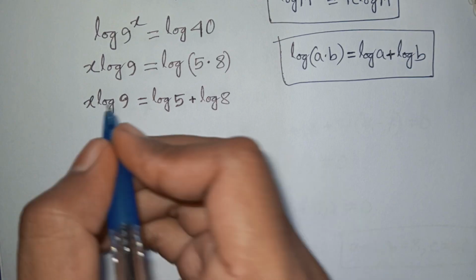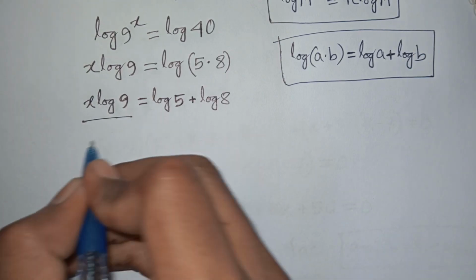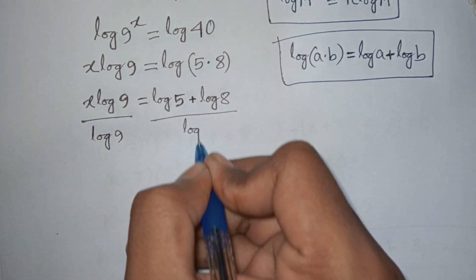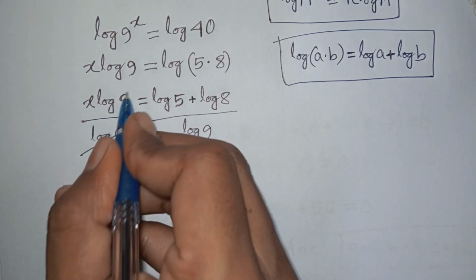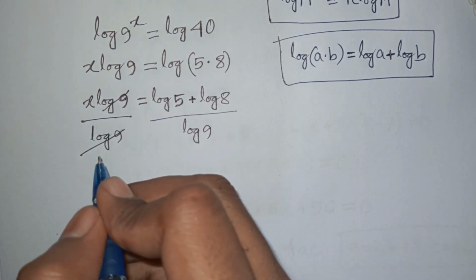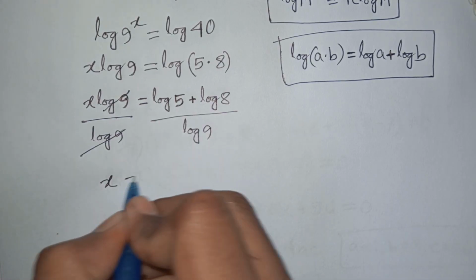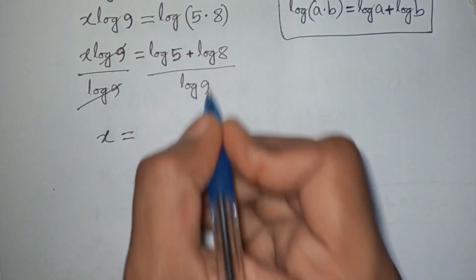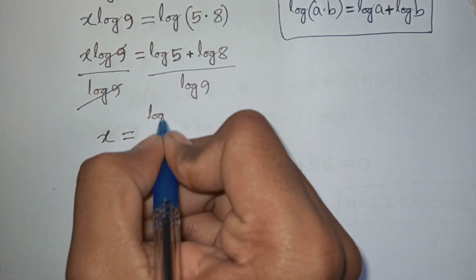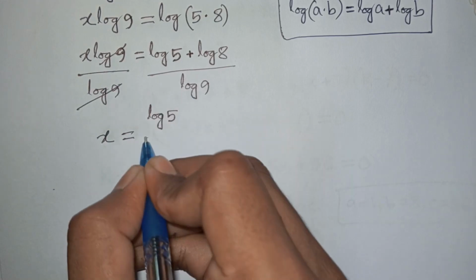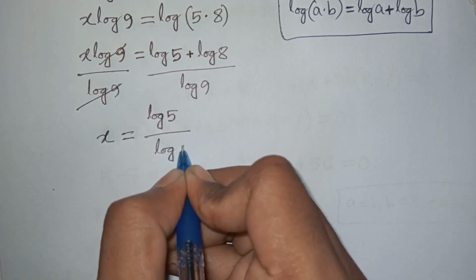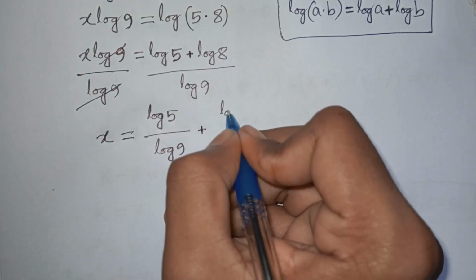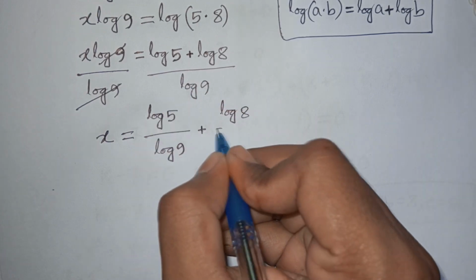In the next step, divide by log 9 on both sides. So divided by log 9, divided by log 9. So this log 9 will be cancelled. So we have x will be equal to this divided by this. So it can be written as log 5 over log 9 plus log 8 over log 9.